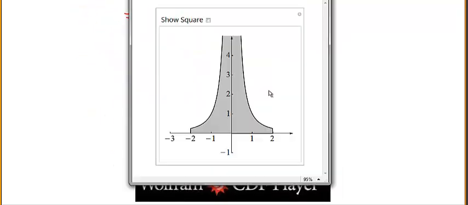All right, now here is the graph of the function 1 over x squared starting at -2 to 2. Notice the discontinuity right in the middle of that interval, right at 0. We integrated from -2 to 2. Notice the discontinuity right at 0.